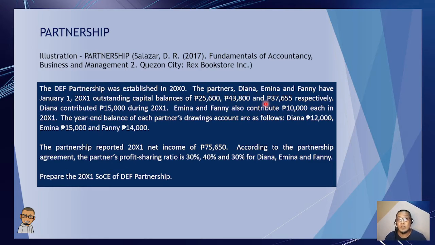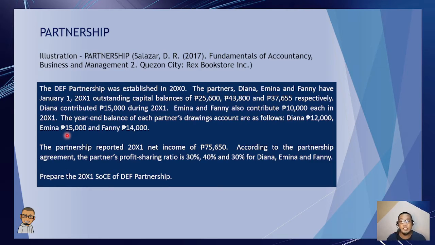So let's look at the story. As I always tell you, right? Let's look at the story, what happened. So it says here, Diana contributed 15,000 during 2021. So, Diana had an additional contribution of 15,000. Now, Emina and Fanny contributed an additional 10,000 to the partnership, amounting to 10,000 each. Okay, for the same year. Now, the year-end balance of each partner's drawings accounts are as follows. So, they also had drawings. Diana, 12,000, Emina, 15,000, and Fanny, 14,000.